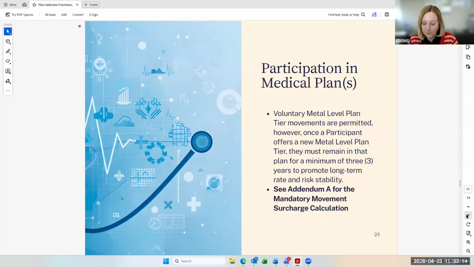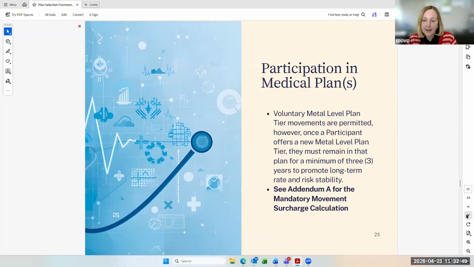So some other new things that have come up: one thing that has been in resolutions is now in the policy. When you make a plan change, we are asking that you stick in that plan for 3 years. That creates that balance for us. It helps us eliminate that adverse selection. It gives us that long-term rate stability and minimizes our risk.